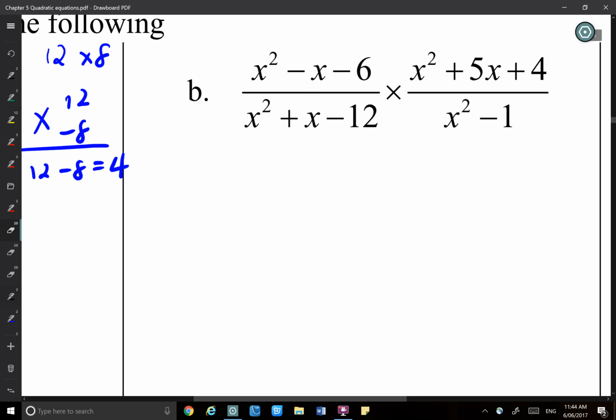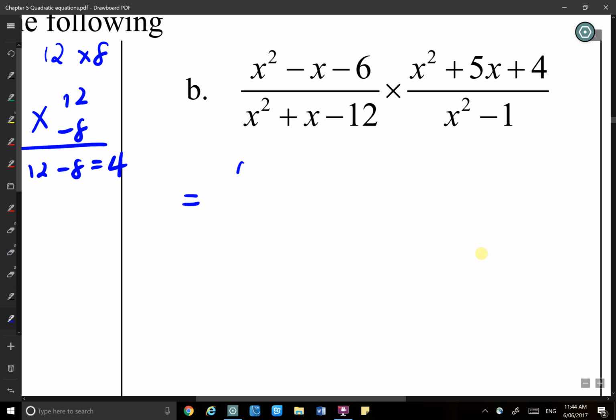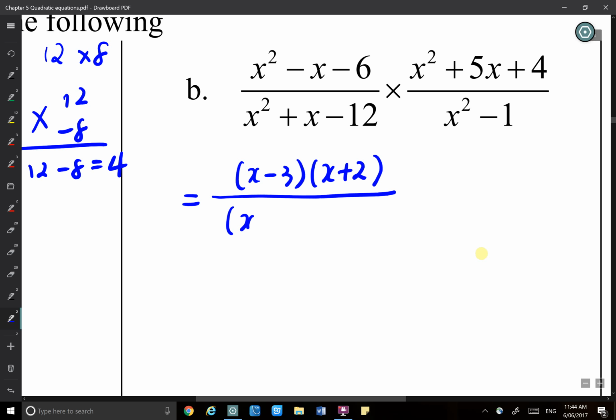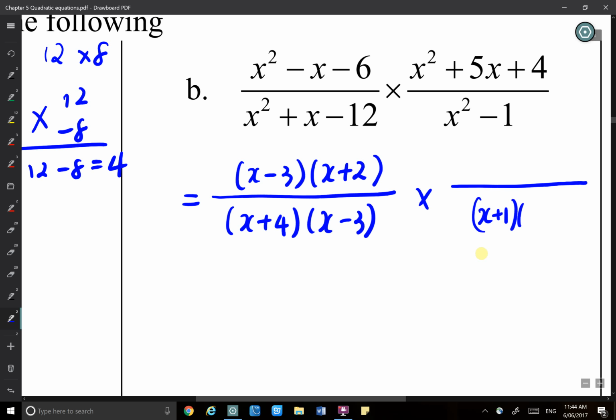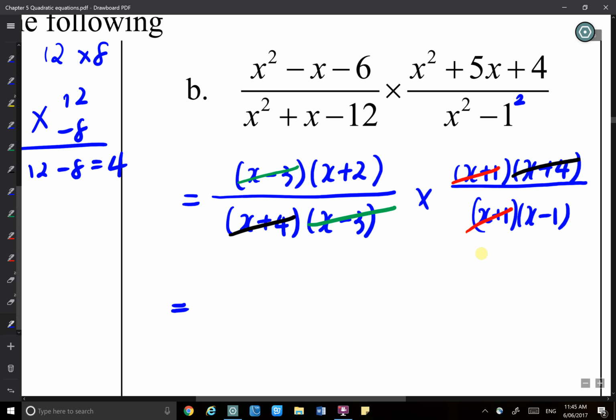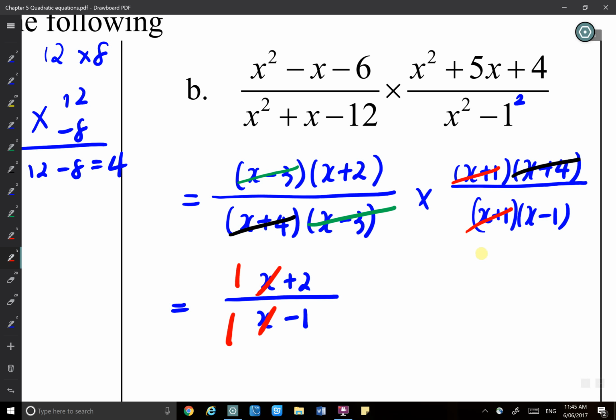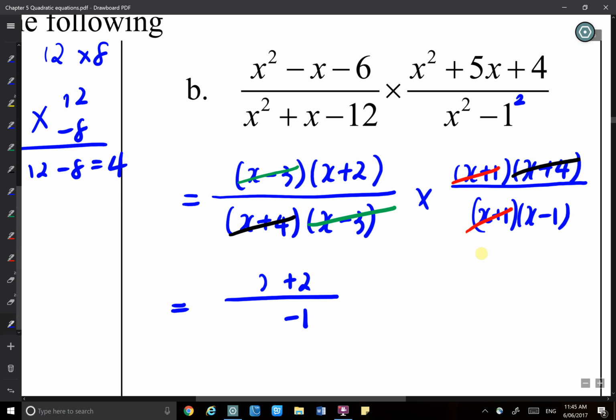Next one. On the top, I will have x minus 3 and x plus 2. Bottom, I have x plus 4 and x minus 3, times x squared minus 1, which is x plus 1 and x minus 1. 1 can be treated as 1 squared. And x plus 1 and x plus 4 give me a positive 5. What has been left is x plus 2 on the top and x minus 1 on the bottom. And do not do this. You can't just cross out the x. You need to leave the x there. So x plus 2 over x minus 1.